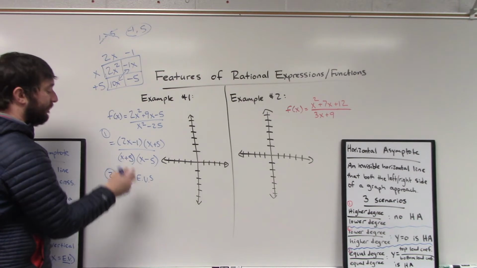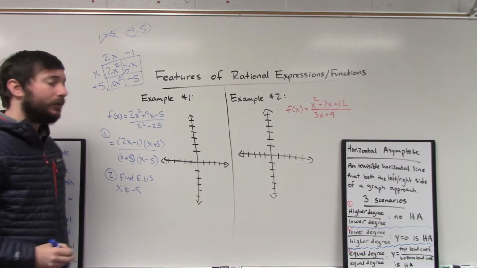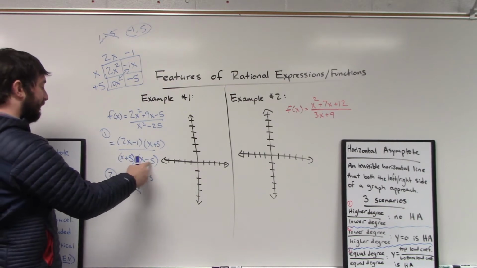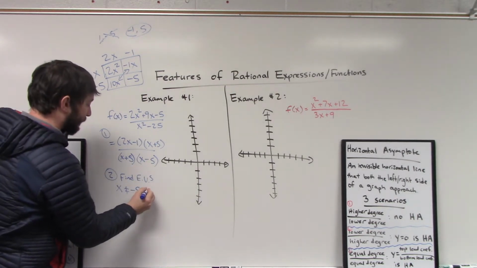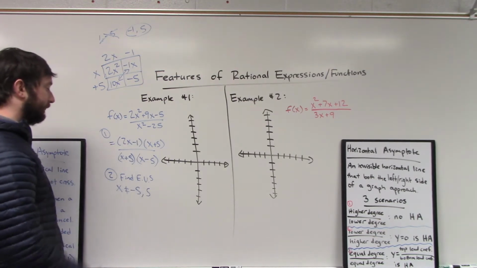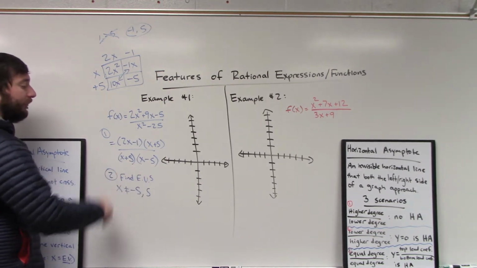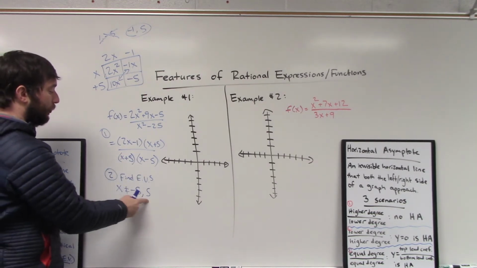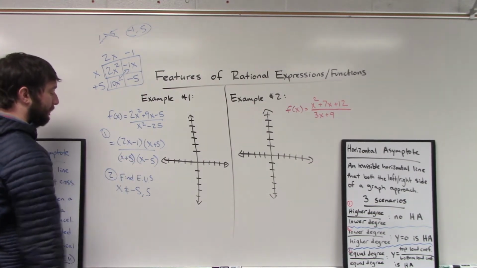So negative 5 plus 5 would be 0. x cannot be negative 5. Likewise, 5 minus 5 would be 0. Can't divide by 0. x cannot be positive 5. So two numbers here, two variables in our denominator, both with different parentheses. Two numbers specifically that x cannot be.